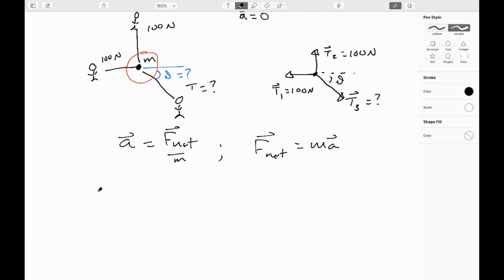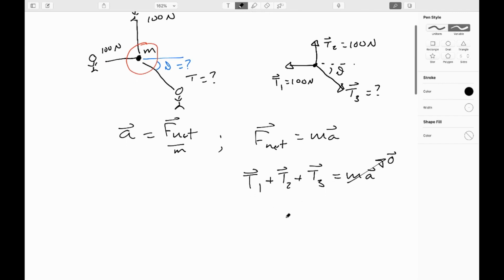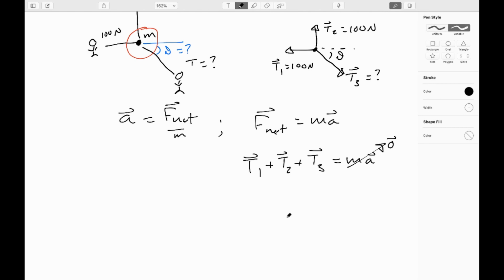What we're going to want to do is break this into components. But before we do that, let's just write a nice general vector expression for this. So this will be T1 plus T2 plus T3 equals ma, and we already said that a was 0, and it's always fine to stick 0 in whenever you've got it. So the 3 forces have to cancel out when I vector add them.